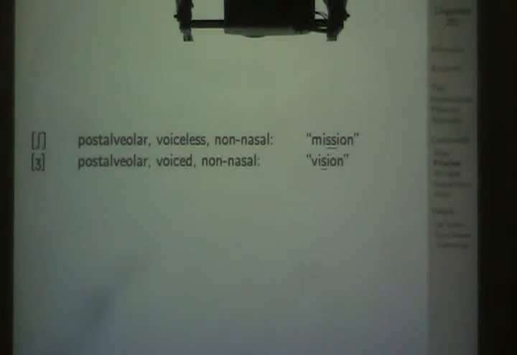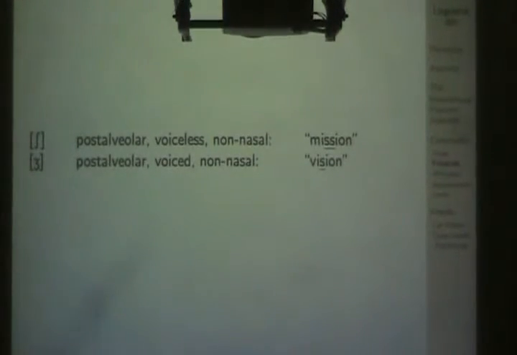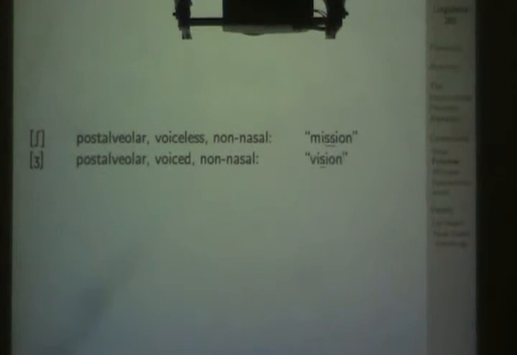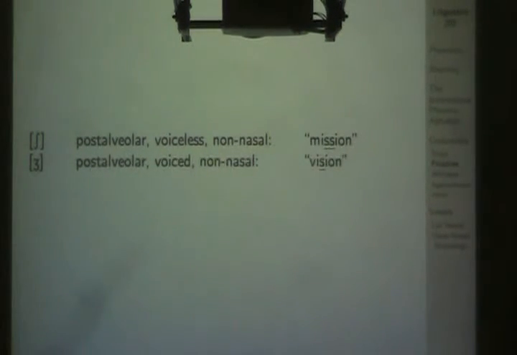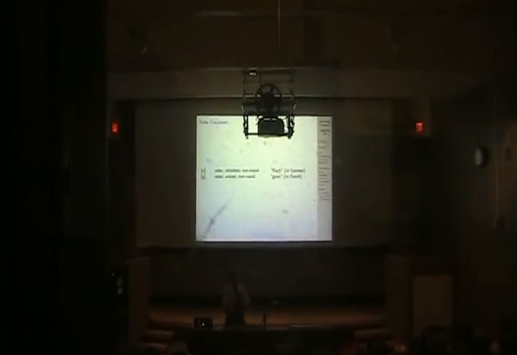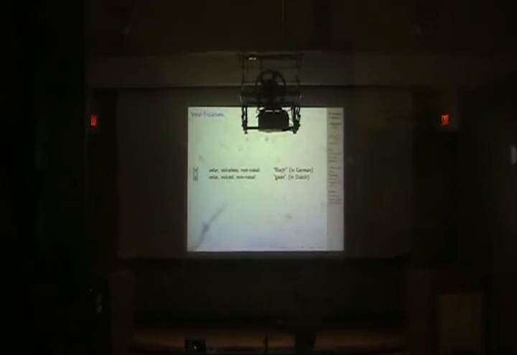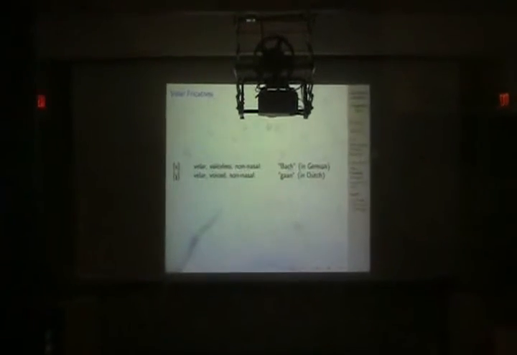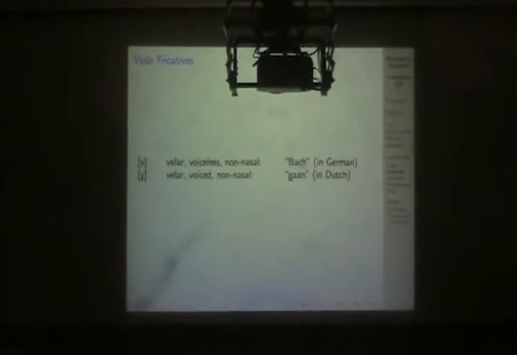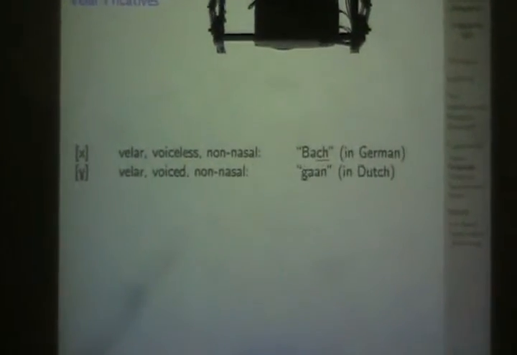And the star of our lecture today: post-alveolar or alveopalatal fricatives. The last two fricatives we'll look at do not show up in English, but we'll see them soon enough. These are both non-nasal, like all the other fricatives we've seen. There's a voiced and a voiceless pair.